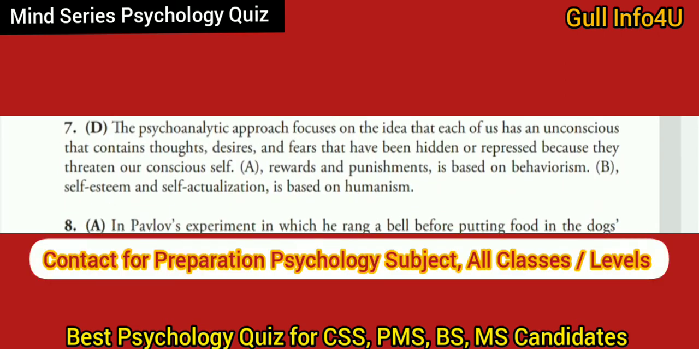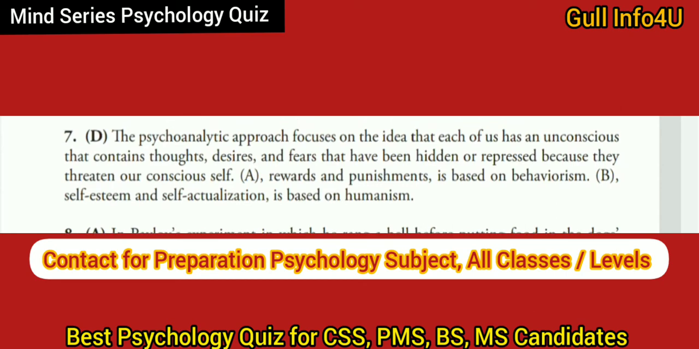So here it is, detailed explanation. Option D is correct. Psychoanalytic approach focuses on the idea that each of us has an unconscious that contains thoughts, desires, and fears that have been hidden or repressed because they threaten our conscious self. And option A, reward and punishment, is based on behaviorism, whereas B, self-esteem and self-actualization, is based on humanism.